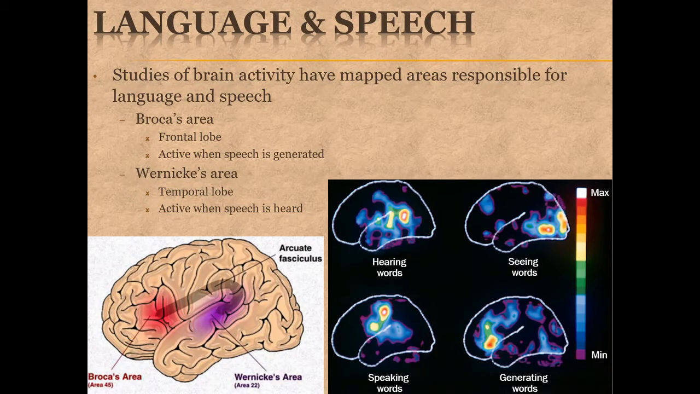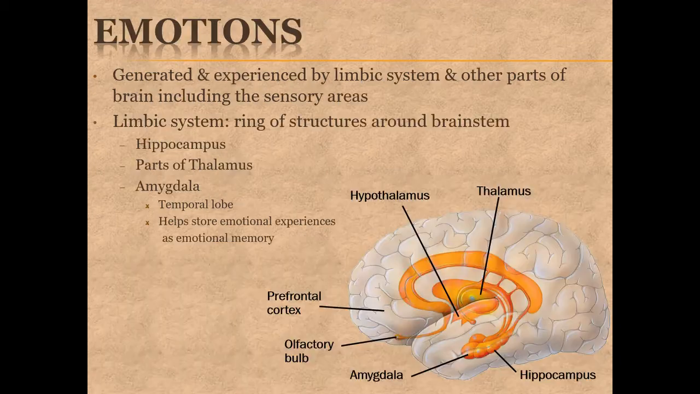Studies of the brain have mapped areas responsible for language and speech. Broca's area, this is in the frontal lobe, and it is activated when speech is generated. The Wernicke's area resides in the temporal lobe, and this is active when speech is heard. There's also a FOXP2 gene that deals with language, but we won't get into that.